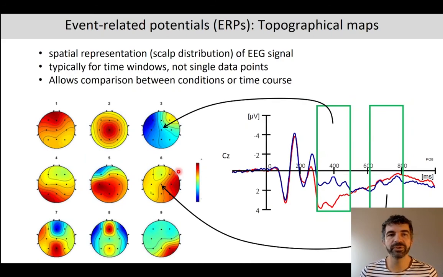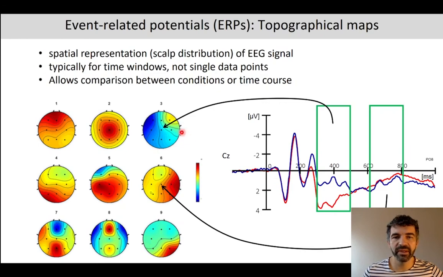You can also show event-related potentials as topographical maps. So if we have a grand average like this, and for a certain electrode, Cz here, we can, for example, show the average difference between blue and red in this time window and in this time window, and then display it on this head. And then if we do this not just for Cz, but for all electrodes, and we color code the amplitude, we will get a color map like this.